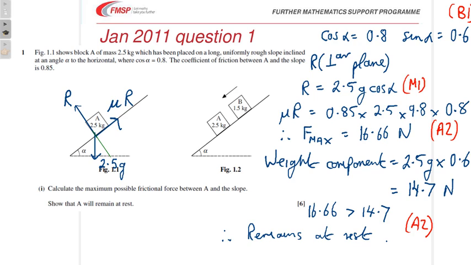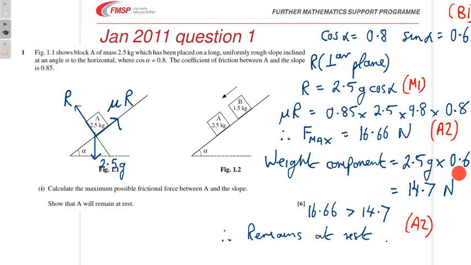So mu R works out to be 16.66. Pause the video and check that yourself if you need to. I'm using the fact that cos alpha is 0.8 for that. We'll need sine alpha for the next bit, because we're going to check now whether A will remain at rest, whether this object will remain at rest. It will remain at rest if the maximum friction, 16.66, is bigger than what's needed to hold the object at rest on the plane, and the force that the friction is working against will be mg sine alpha, or 2.5g sine alpha.